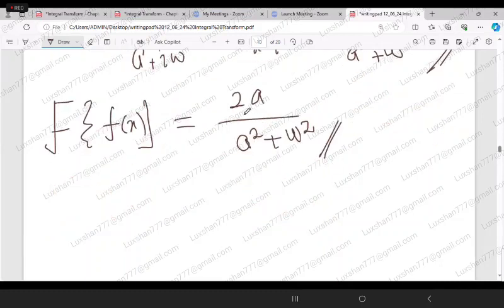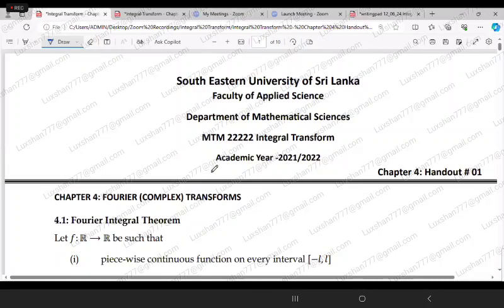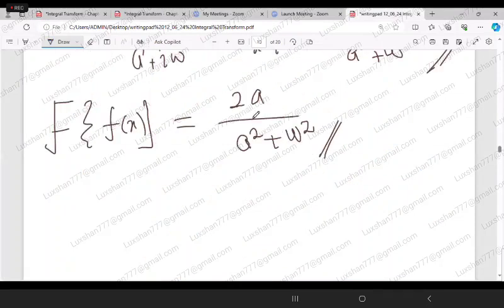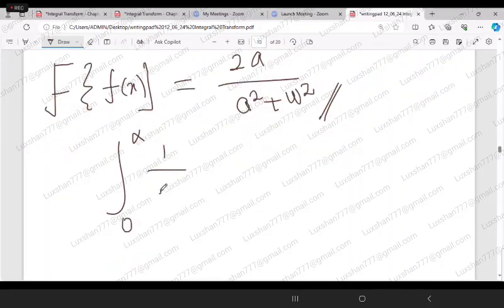Okay. Now look at the question here. Now they are asking this one: 1 over a squared plus s squared ds. We actually want to evaluate this integration: integration 0 to infinity of 1 over a squared plus s squared, whole squared, into ds. So now we want to find the answer of this one.